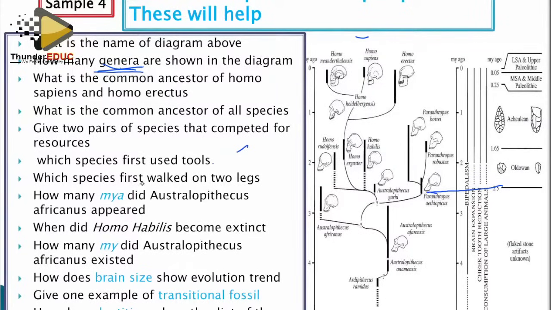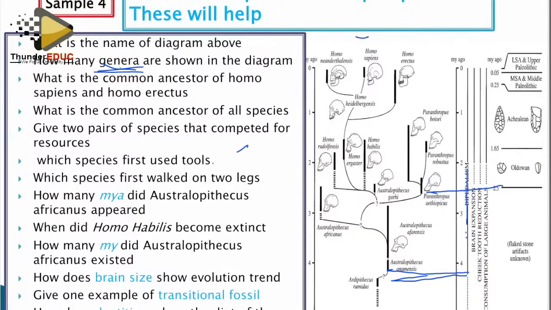Then they're asking which species first walked on two legs. Here we talk about two legs. Two legs is bipedalism, so you look for bipedalism. Bipedalism is this one, so it's around there. Which one is it? Yes, Australopithecus anamensis. You see? So that's how you identify.